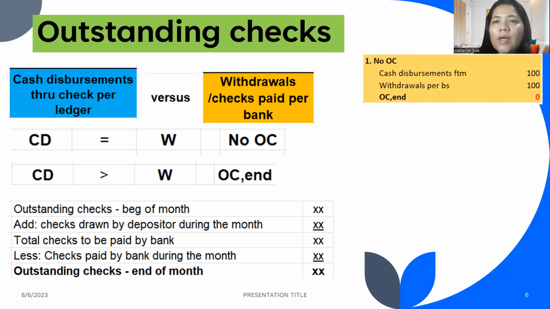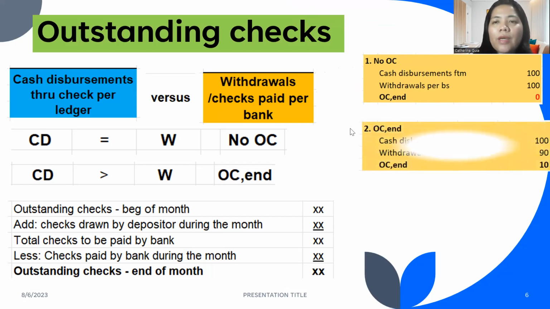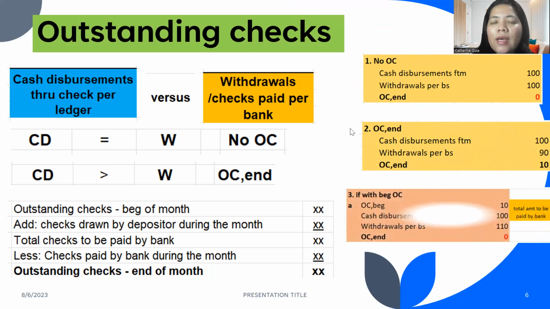So let's say we have here cash disbursements of 100 pesos and the withdrawals appearing per bank statement is also 100. So there is no outstanding check. What if the withdrawals per bank statement is actually less than the cash disbursements for the month? So we will have an outstanding check and 10 pesos. And what if there's a beginning outstanding check?